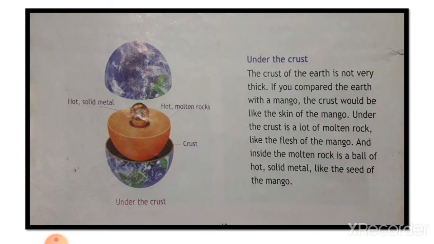So you can see in the picture under the crust. The crust is in the blue color that you can see, and the hot molten rock is in the golden color, and inside that molten rock we can see the hot solid metal. So these are under the crust.